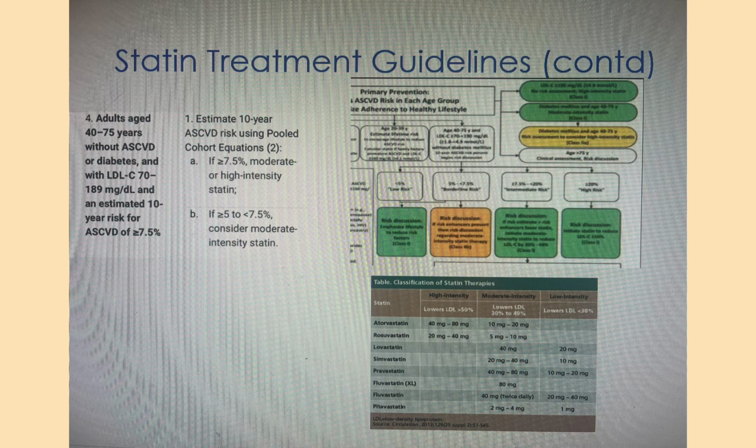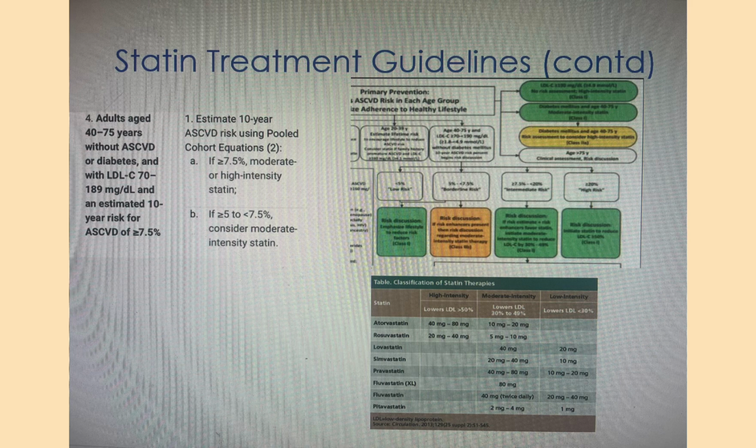Then next one, coronary artery calcium scoring for patients with intermediate risk. If coronary artery calcium score is 0, we can withhold the statin unless the patient is at high risk, including cigarette smoking, family history of premature ASCVD, diabetes. If the score is 1 to 99, risk discussion, and if the score is greater than 100, statin therapy is recommended.